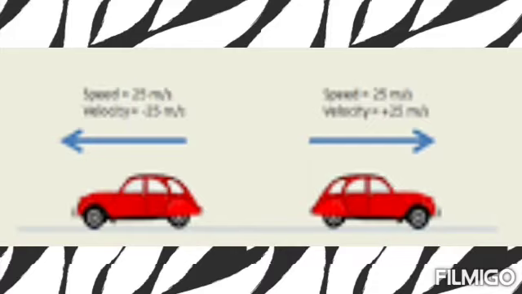So velocity is a vector quantity. Why are we saying vector quantity? Both magnitude and direction are there. What is the unit of velocity? Meter second power minus 1 is the unit of velocity.